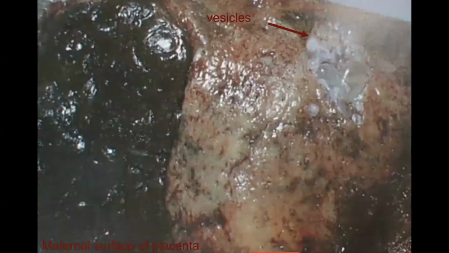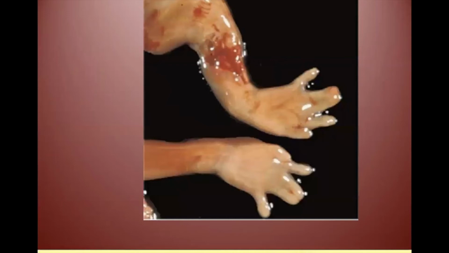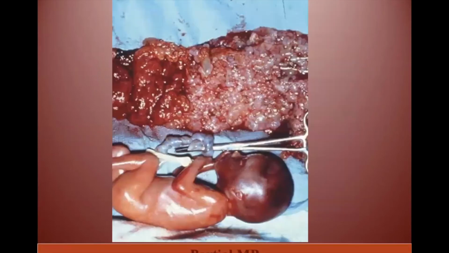And you can see in these pictures the maternal surface of the placenta, and here is also a partial molar pregnancy. We have a baby here with triploid karyotype, a fetus with triploid karyotype. Here also, as you can see, is a partial molar pregnancy. So we have a fetus here and a placenta with villi swollen by trophoblastic proliferation.